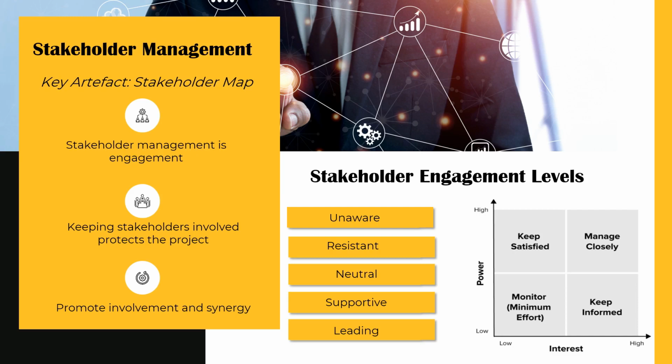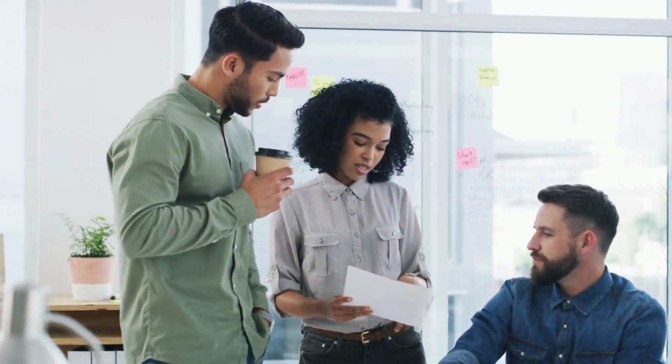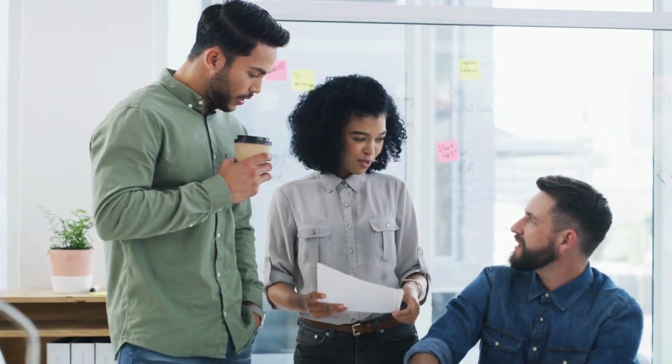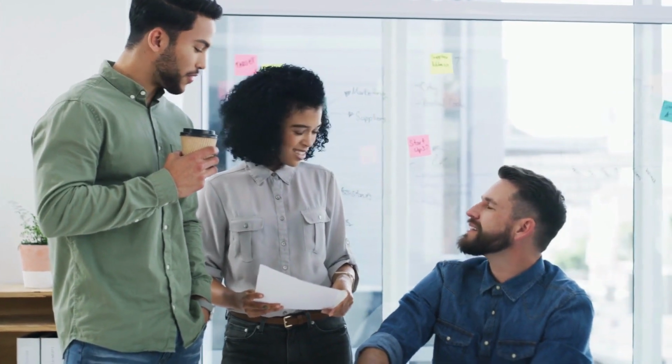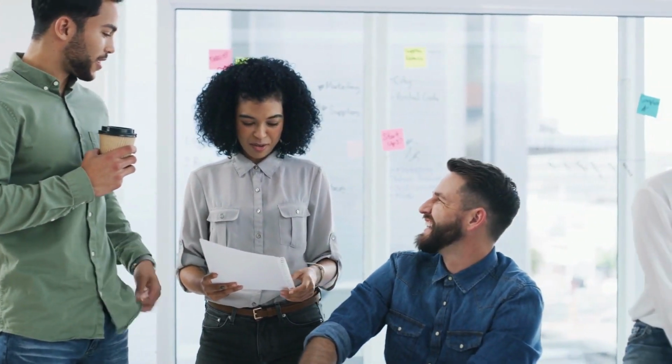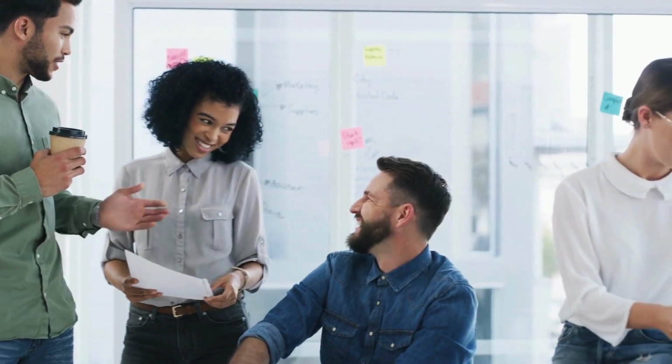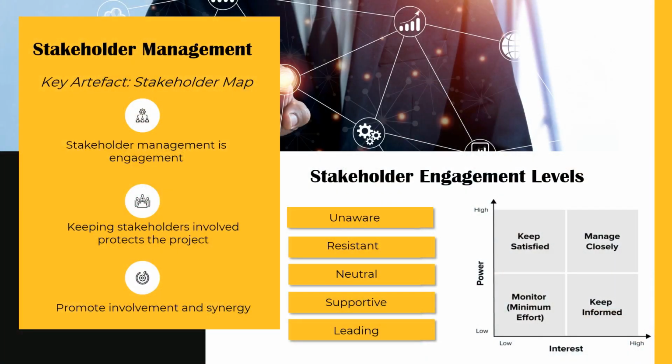A key artifact for structuring your stakeholder management approach is a stakeholder map. Firstly, you will pull a list together of all stakeholders. You'll place them on a map based on their influence and interest. This will provide you with an idea of the approach to communication that you need to take. For example, the project sponsor would have high influence and high interest, meaning they should be managed closely.